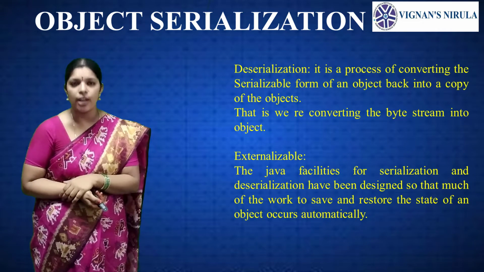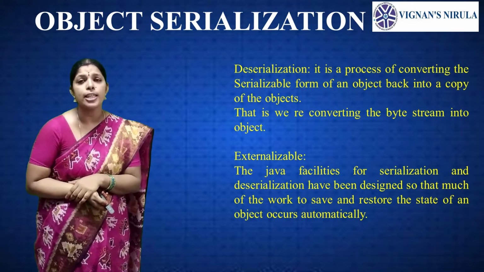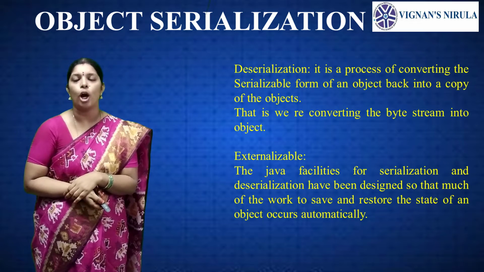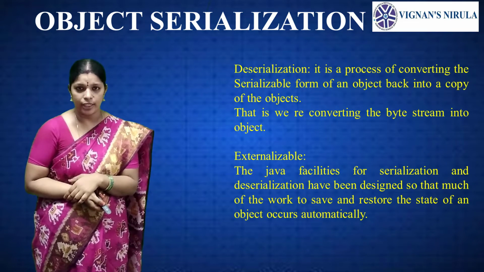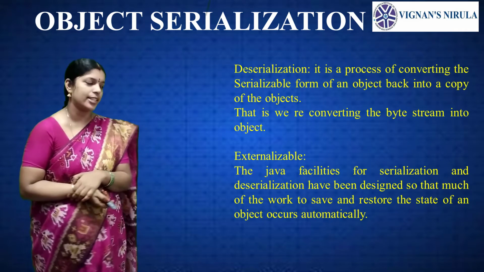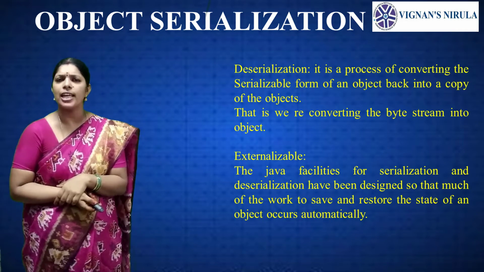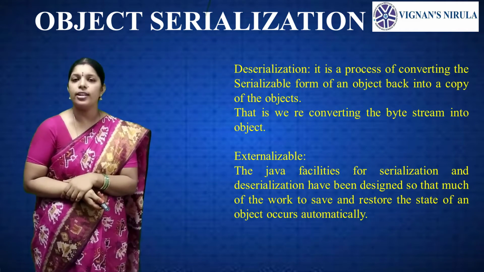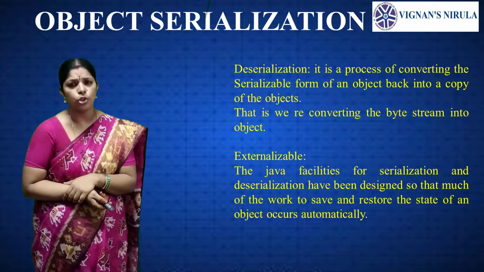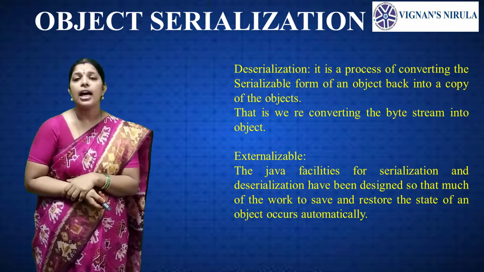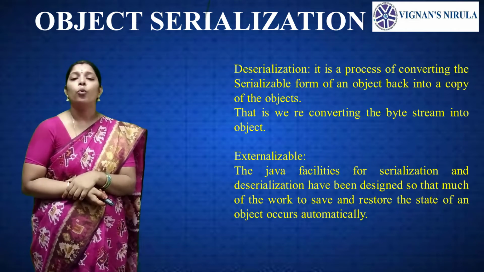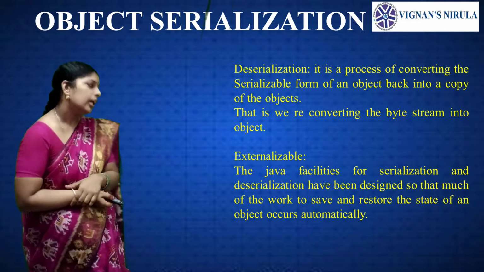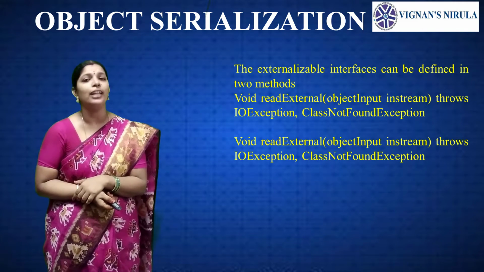And let's see the definition of deserialization. Deserialization is a process of converting the serialized form of an object back into a copy of the object. That is, we are converting the byte stream into the objects. Next, coming to Externalizable. What is meant by Externalizable? The Java facilities for serialization and deserialization have been designed so that much of the work to save and restore the state of the objects occurs automatically. By this, we are storing the object states automatically. The Externalizable interface defines two methods. What are those?